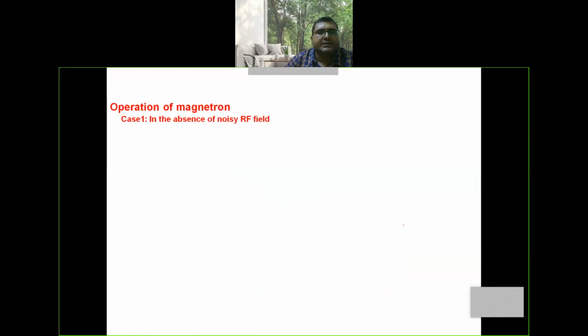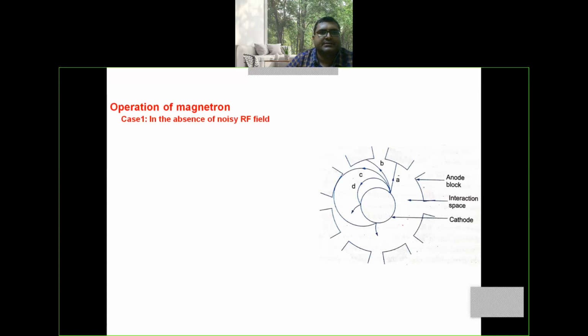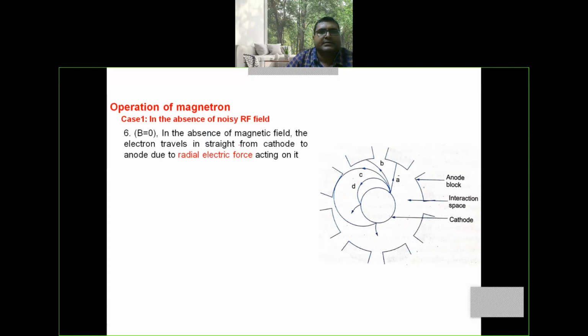Operation of magnetron. Case 1: in the absence of noisy RF field. If the magnetic field is equal to 0, the electron travels a straight path from cathode to anode. Here the radius of the electron path is given by R equal to mv by eB, where B is the magnetic field. In the absence of noisy RF field, if B is equal to 0, the radius of the electron path is infinity. That is shown by path A.